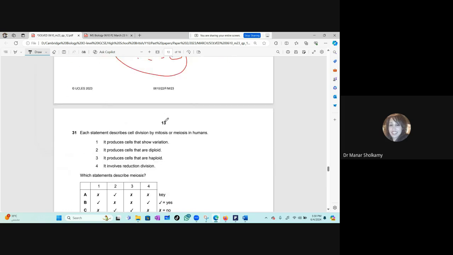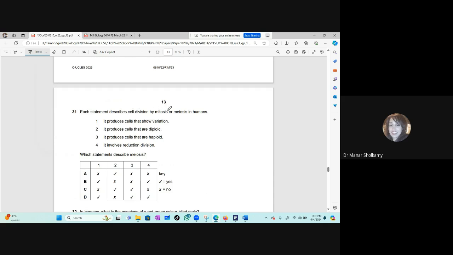Well done. Each statement describes cell division by mitosis or meiosis in humans. Now which statement describes meiosis? So keep in mind, we're looking for meiosis, not mitosis. Let's look. 1, it produces cells that show variation. Is 1 right? Yes, of course it's right. 2, it produces cells that are diploid. No, haploid. It produces cells that are haploid. Yes, you just said it. It involves reduction division. Yes or no? Yes. So what's the answer? A, B, C, or D? D. Yes, well done.